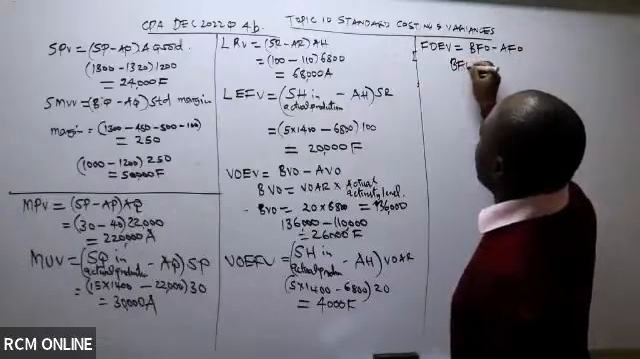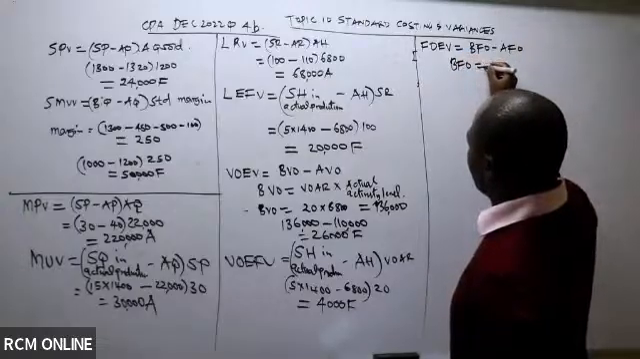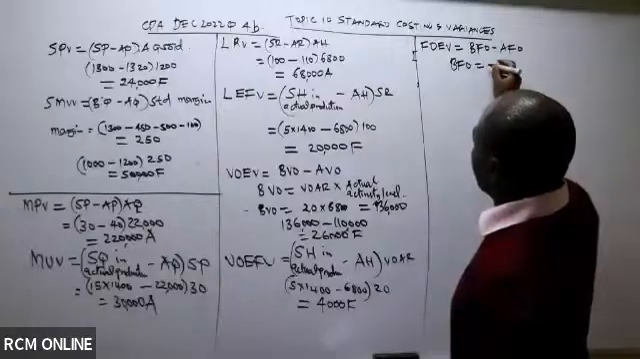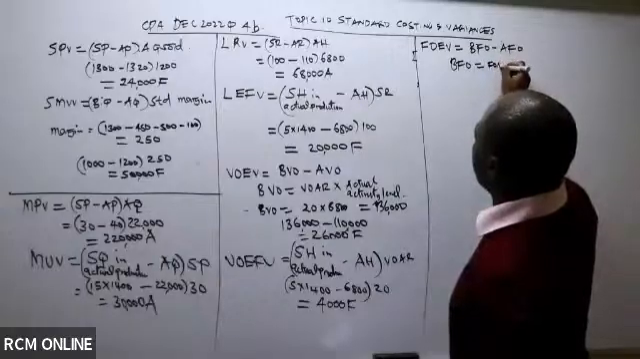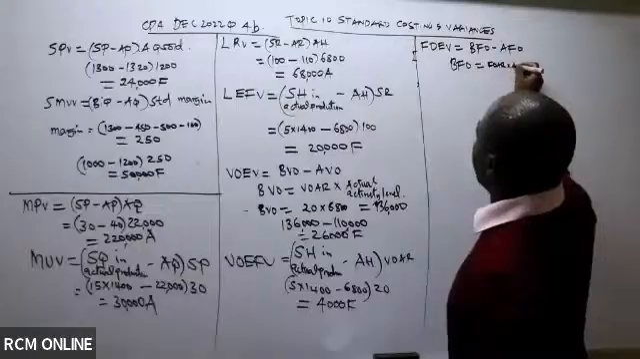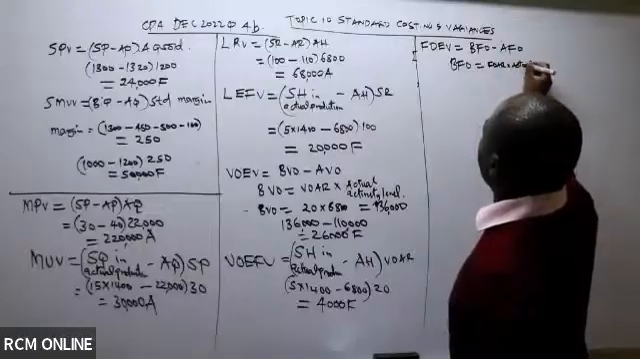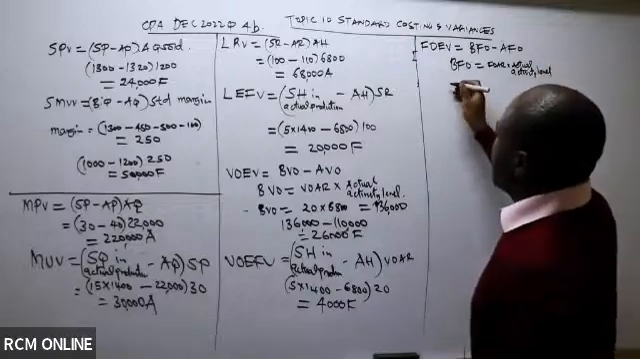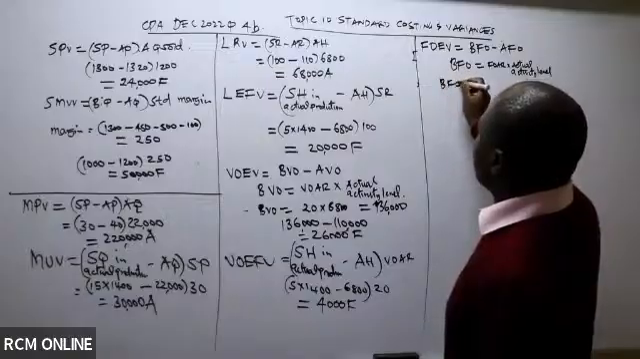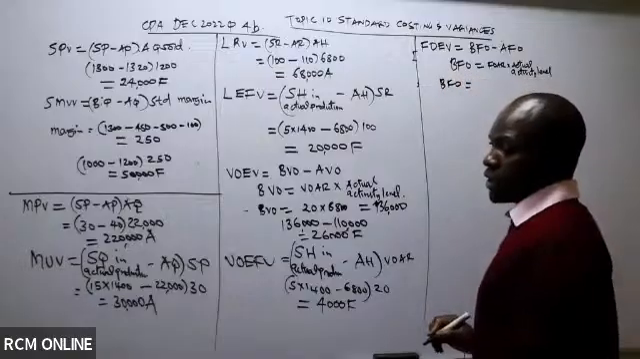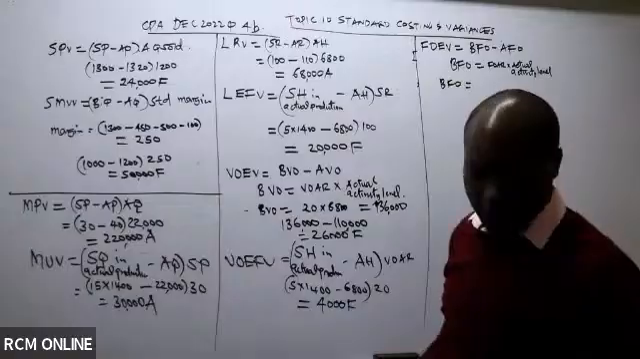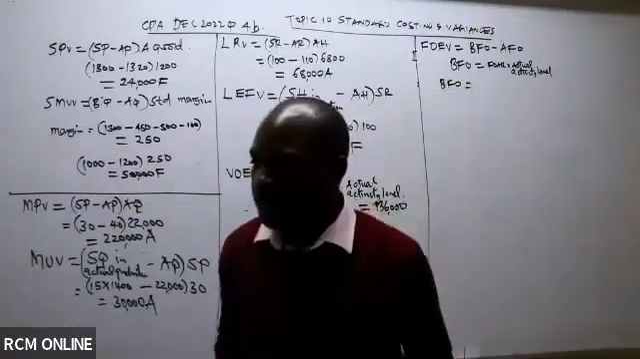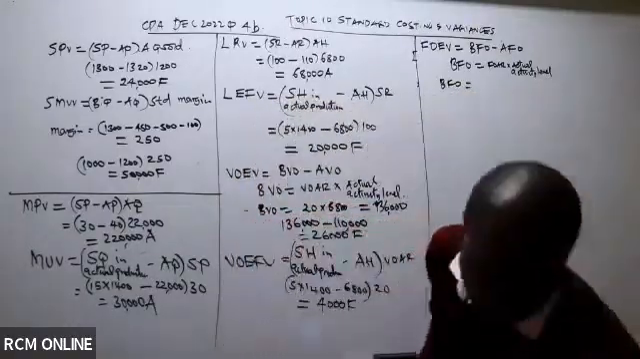Budgeted fixed overheads is equal to fixed overhead absorption rate multiplied by actual activity level. So can we get budgeted fixed overhead? It is the fixed overhead absorption rate. What is our fixed overhead absorption rate?